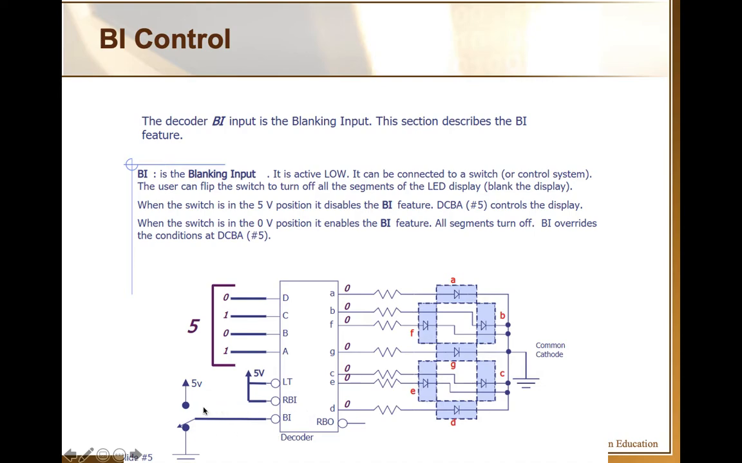However, if it is connected with 5 volts, then obviously this feature is disabled, and whatever is on the input lines will be displayed on the output lines.